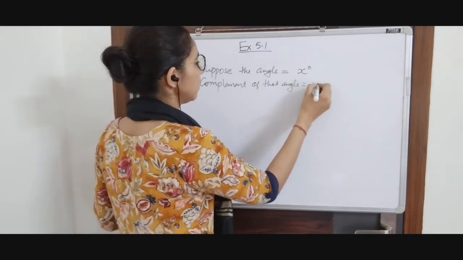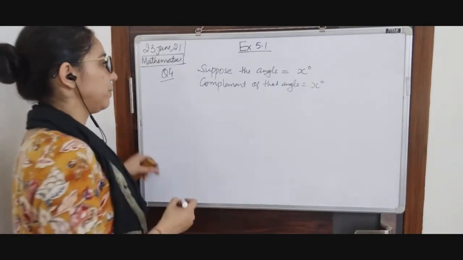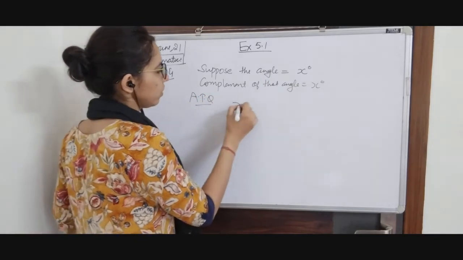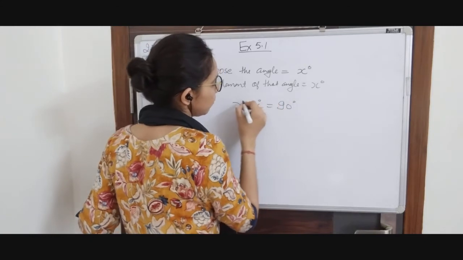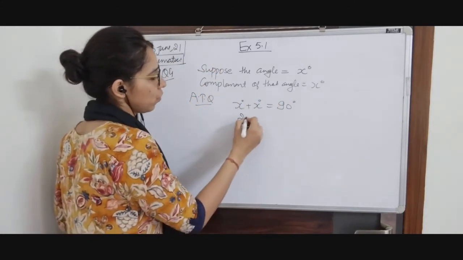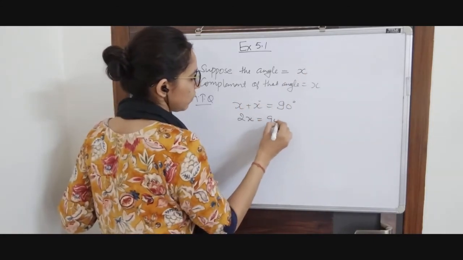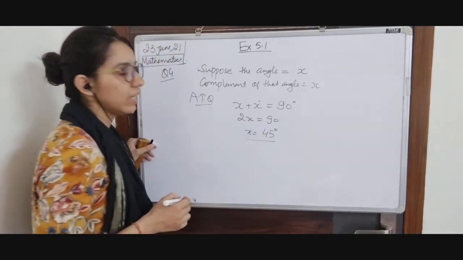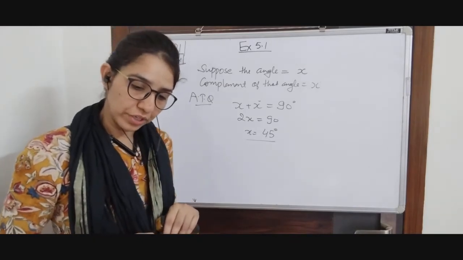It is given in the question itself, and by complement we mean that according to the question, the sum of these two, x plus x, should be equal to 90 degree because they are both equal. So 2x will be equal to 90 and x is equal to 90 by 2, that is 45. So the angle which is equal to its complement is going to be 45 degree.